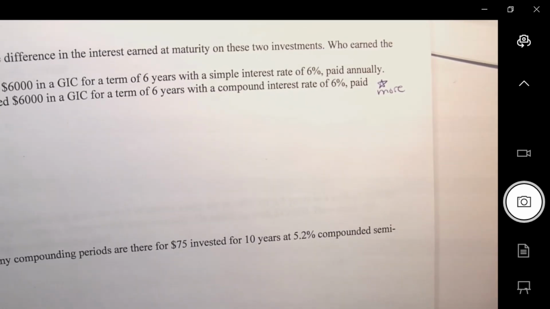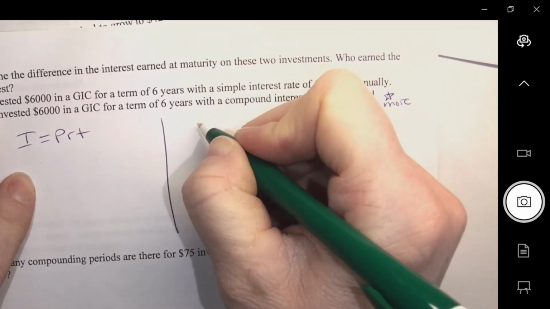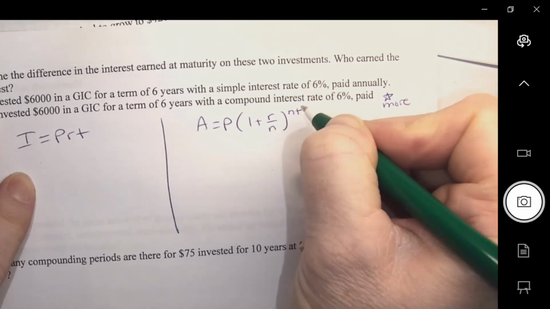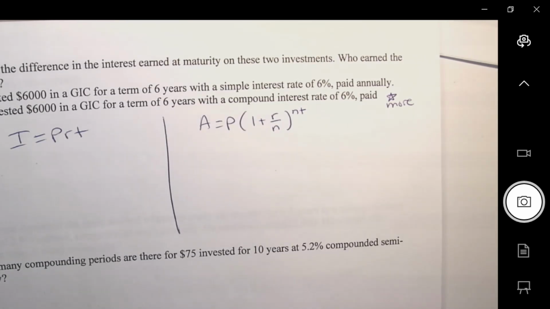Okay? Here's another question for you. Who makes more money? Somebody who compounds once a year or somebody who compounds 12 times a year? 12 times a year. You make more money. The more often you compound, the more money you make. Okay, so the first person is simple. The second person is getting a compounded rate. Okay, those are all on your formula sheet.